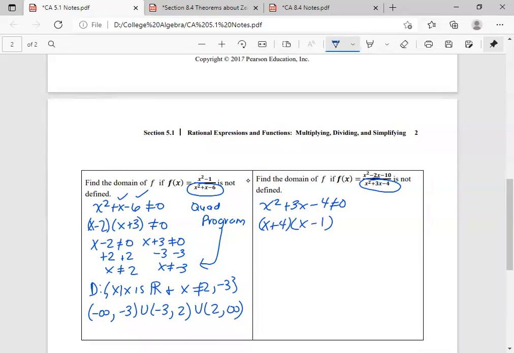4 times negative 1 is negative 4. 4 minus 1 is 3. That's why that works. So you could go, okay, x plus 4 can't equal 0, x minus 1 can't equal 0. So x can't be negative 4 and x can't be 1. And those are what you would get with the quad program. Okay, same thing.